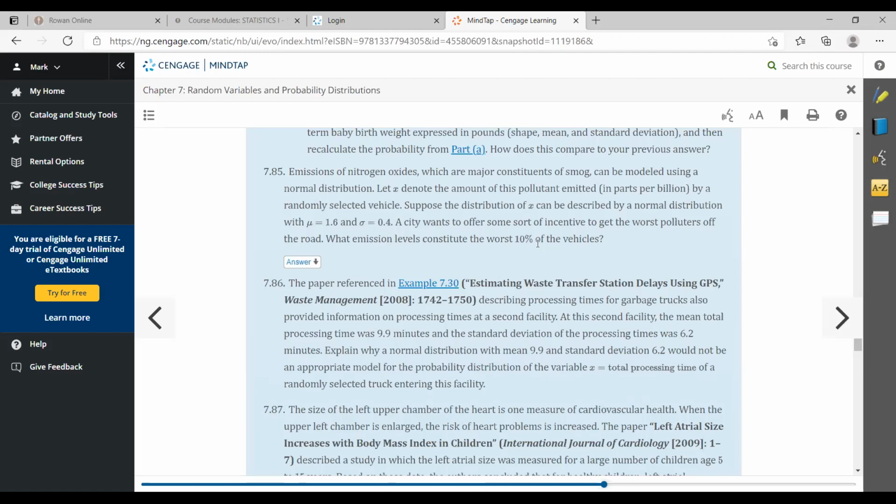So what percentile are we being asked to find? 90th percentile. That's right. So in this case here, we're going to use inverse normal. And for the area, we're going to put in 0.9 for the 90th percentile. We put our mean of 1.6, standard deviation of 0.4, and we'll get that emissions level. All right. Okay. So that's it.